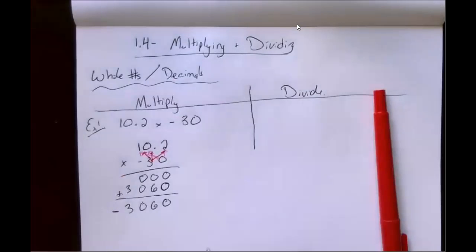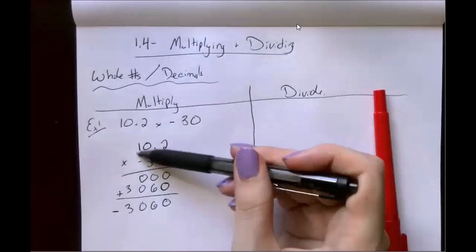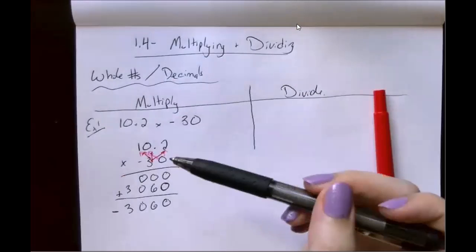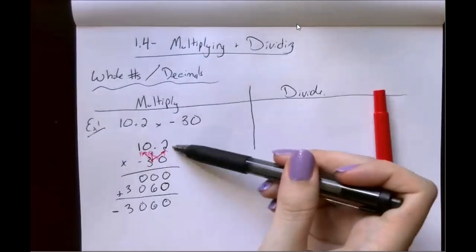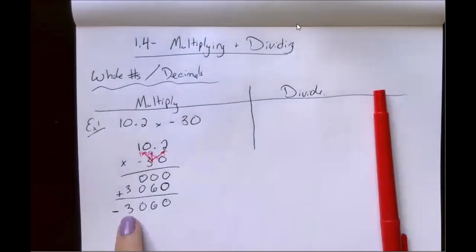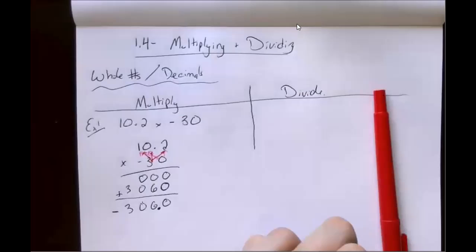And then the very last thing to do is figure out how many decimal places we should have. And all we do is we look at both of the numbers up top and see how many numbers they have behind the decimal place. And we only have one number, this 2, behind a decimal, which means we only need one of these to be behind a decimal. So our final answer would be negative 306.0.